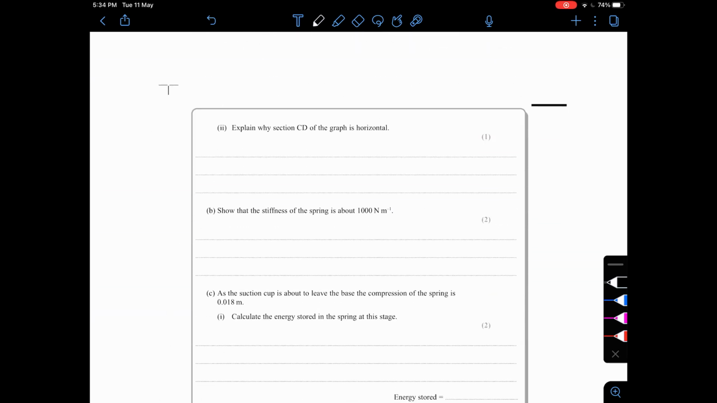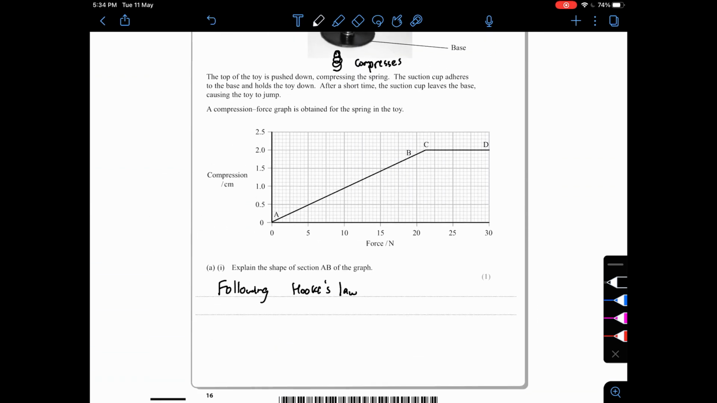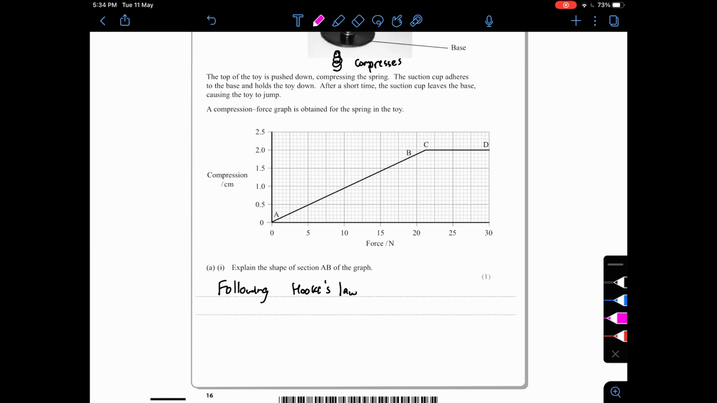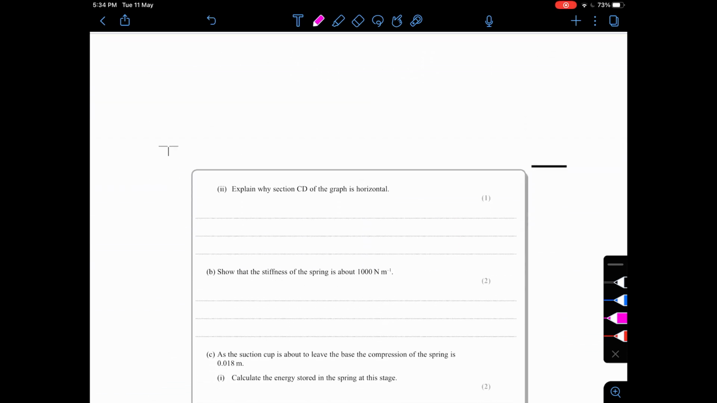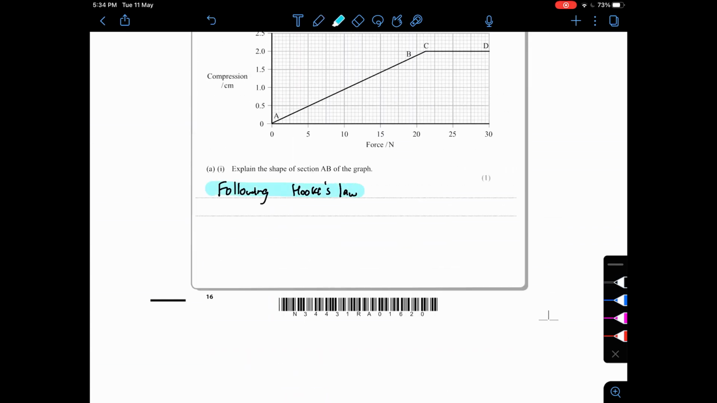Next, explain why CD is horizontal. Now, what did the question say? The question told us that the suction cup adheres to the base and holds the toy down. When it holds the toy down, that means it's fully compressed. So this is when it's fully compressed, no longer following Hooke's law.